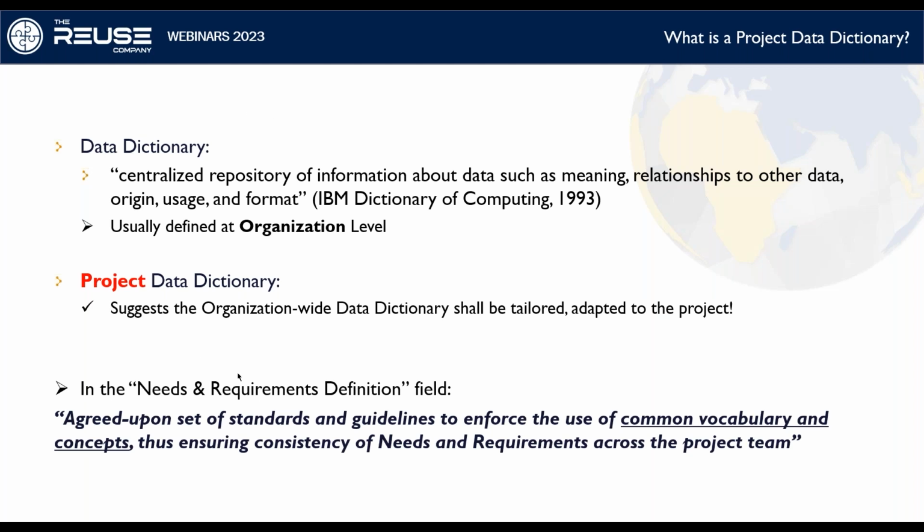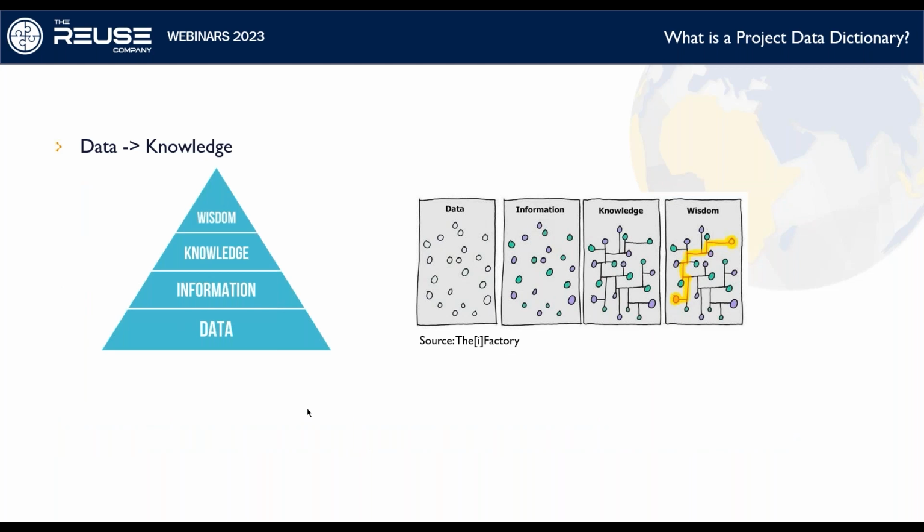So if we talk in the field of needs and requirements definition, we can define the data dictionary as a set of standards and guidelines to enforce the use of common vocabulary and concepts. So the idea is to ensure we talk the same language, we are consistent across the project team, and we don't introduce any ambiguity. So we'll see later that this is a main cause of defects in the requirements engineering definition.